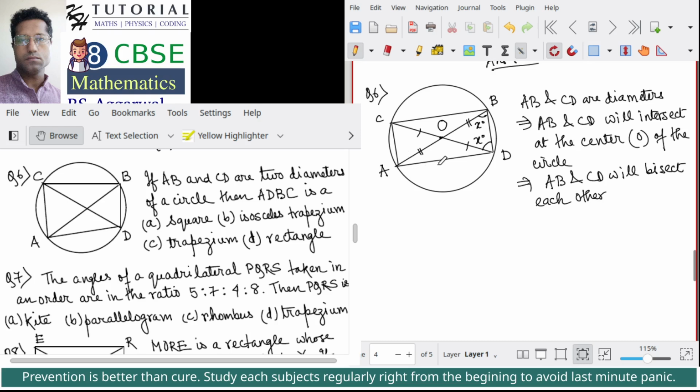Now clearly we can see that triangle AOC will be congruent to triangle DOB because we have the vertically opposite angles equal, as OC is equal to OD, AO is equal to OB, and angle COA is equal to angle BOD. Based on this equality of two sides and the equality of the angle included by the two sides, we can say that triangle AOC will be congruent to triangle DOB.